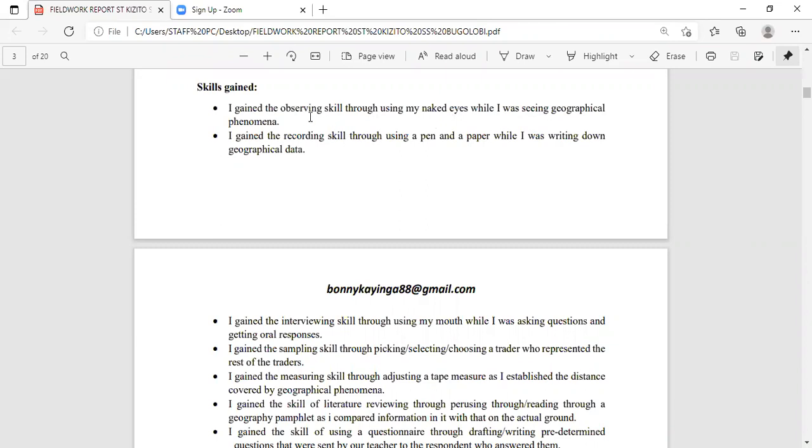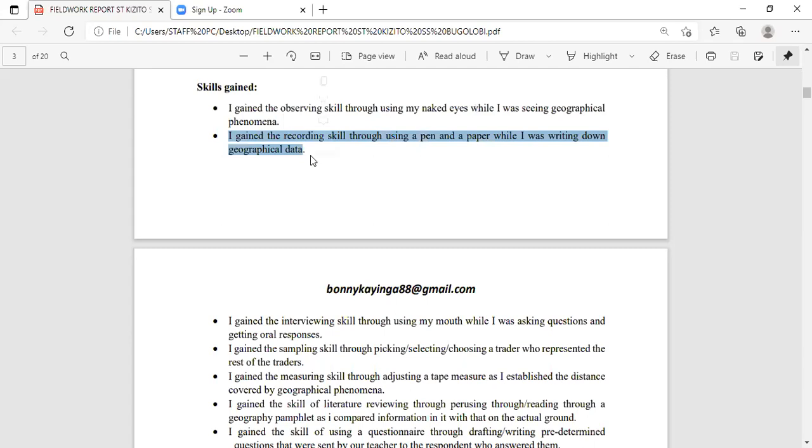Now here, we don't demand a lot from you. You tell us that skill and how. The how is the tool. For example, I gained the observing skill through using naked eyes to see the geographical features in the field. Even if you don't add that I saw Mbuya Hill, we just want the how, through using the naked eyes, the tools. Okay?